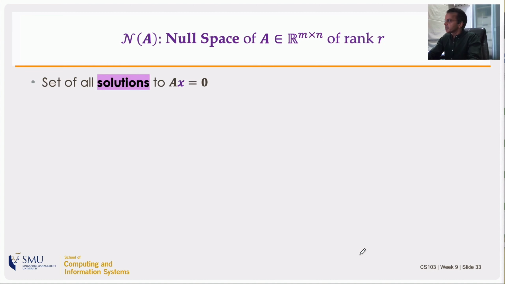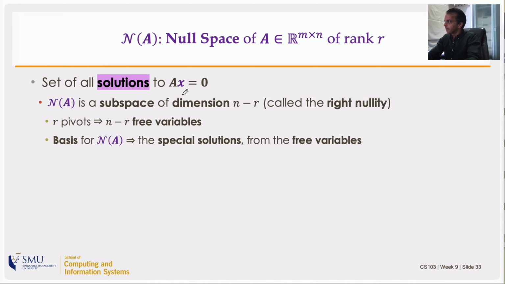Null space is the set of solutions to Ax equal to 0. It is the solution set. It lives in Rn because these are vectors that can be x, and the dimensionality is called the nullity or the right nullity, and that is the number of free variables. That would be the number of columns minus the number of linearly independent columns, the rank.